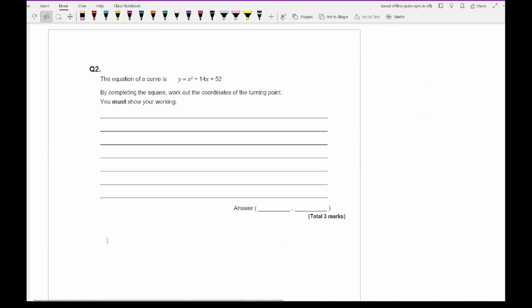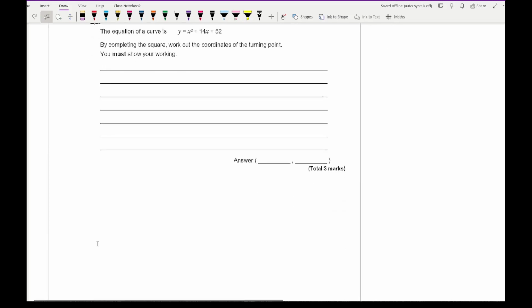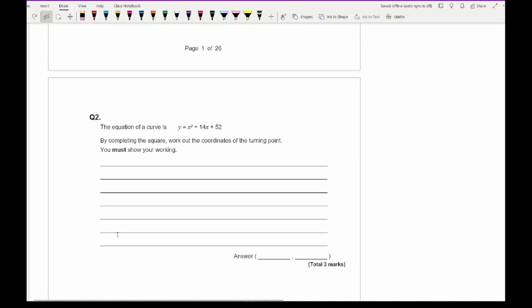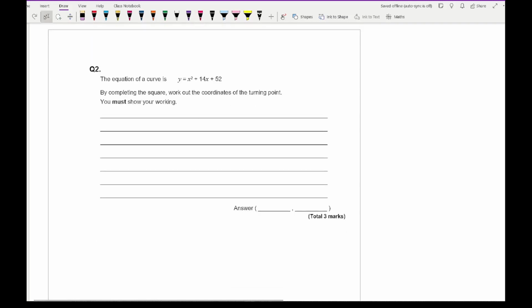Moving on to question 2, it says the equation of the curve is y equals x squared plus 14x plus 52. By completing the square, work out the coordinates of the turning point, and we must show our working out. For this, we need to write it in the form y equals x plus a squared plus b, and your turning point, or the minimum point, is going to be at minus a, b.